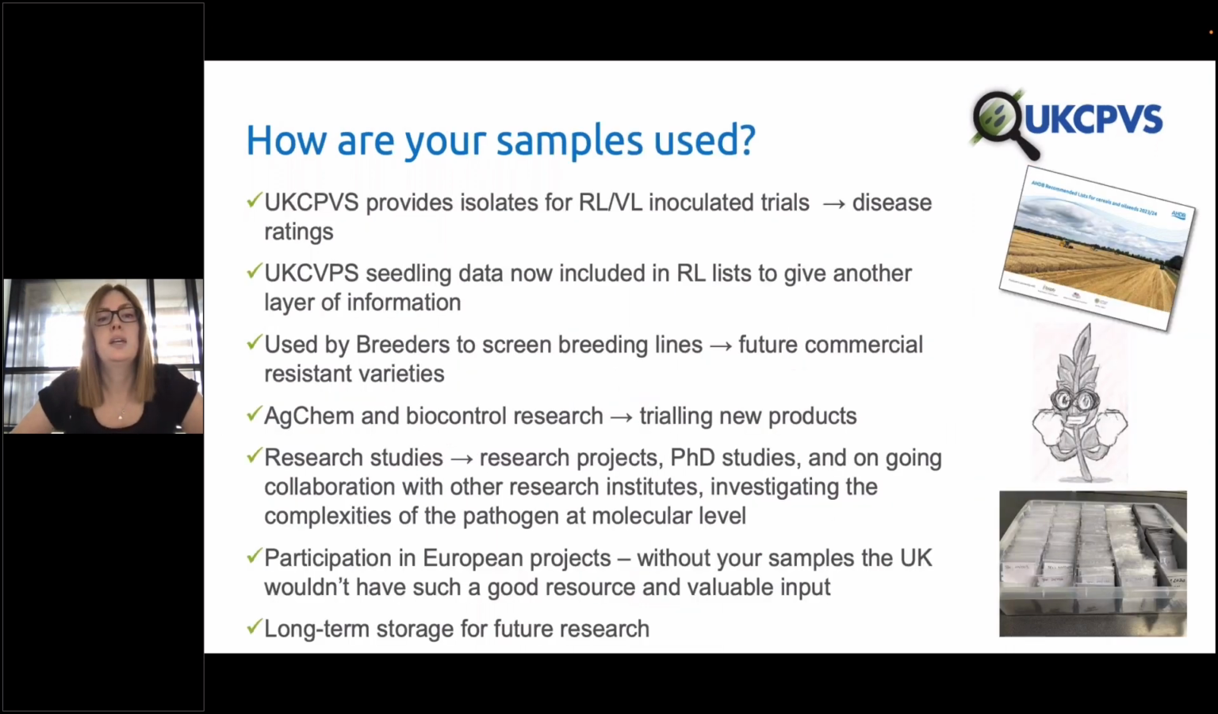Just to explain, or maybe remind people, how your samples are used: the UKCPVS provides isolates for recommended list and variety list inoculated trials, and these are used to produce the disease ratings in the RL handbook. And the UKCPVS seedling data is now included in the RL lists to give another layer of information. The isolates and information are also used by breeders to screen breeding lines. So this is really important for future commercial resistant varieties.